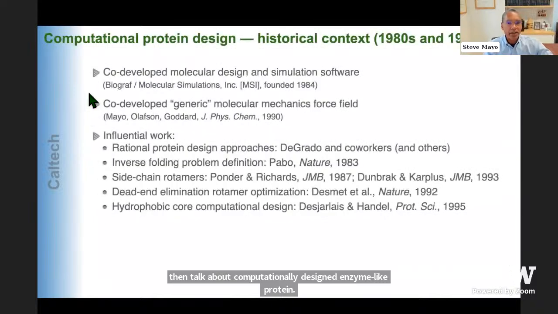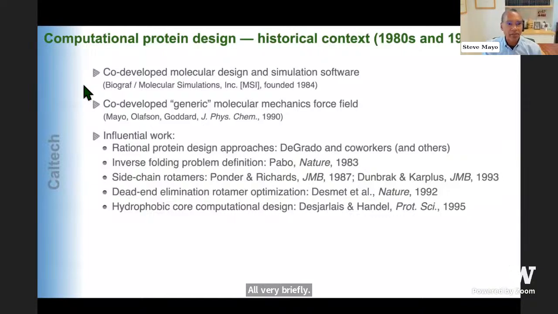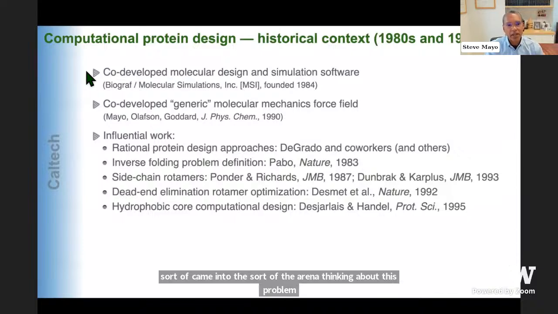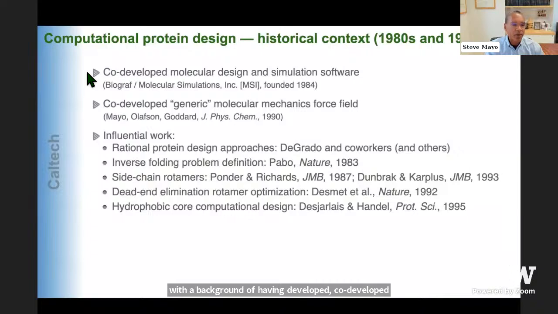Okay, so I came into the arena thinking about this problem with a background of having co-developed molecular design and simulation software that was being developed for mostly small molecule drug design. And also at the time, I was very involved in co-developing a generic molecular mechanics force field that would be usable for both proteins and small molecules. And that work was done with Barry Olesen and Bill Goddard, along with the company as well.